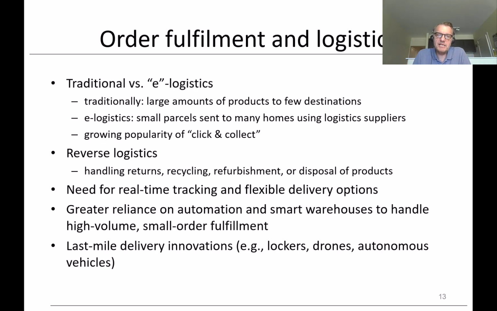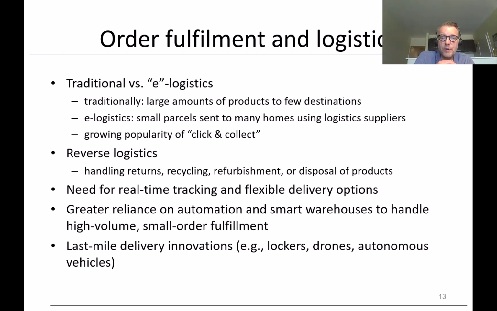Now, there's been a change in traditional versus e-logistics. Traditionally, in the offline world, in the physical world, it was large amounts of shoes, of products that were sent to a few physical retailers in the physical world. Nowadays, with e-logistics, it's small parcels. It's just a pair of shoes sent to many homes, to my individual doorstep, using logistics suppliers.